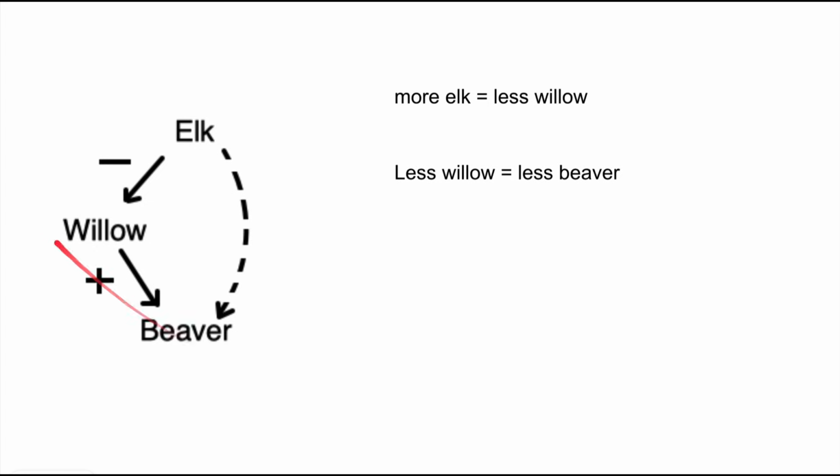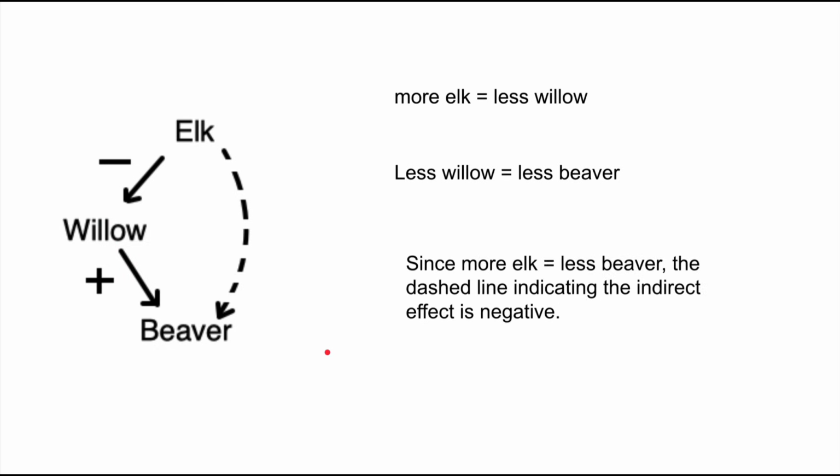Let's look at another one. Well, now we've got elk, willow, and beaver. So elk eat willow, so that's a negative. Okay, and willows, if I have less willows, I'm going to have less beavers, right? It's a positive interaction. What that means is more of these means less of these, but since this is a positive, less of these means less of these. So therefore, if I have more elk, I will have less beaver. That is a negative interaction, but it's indirect.